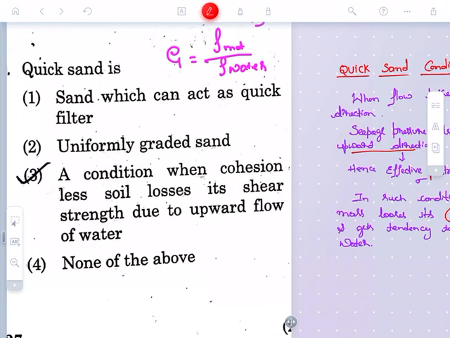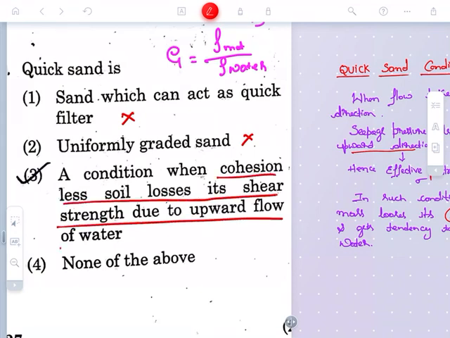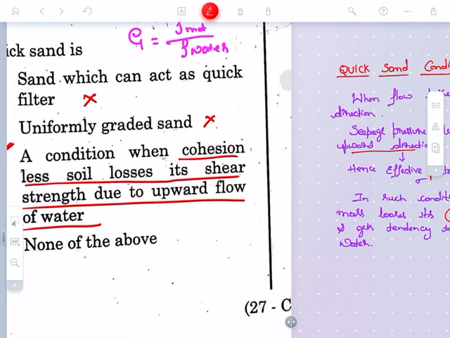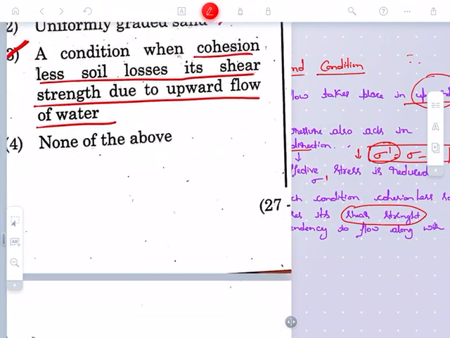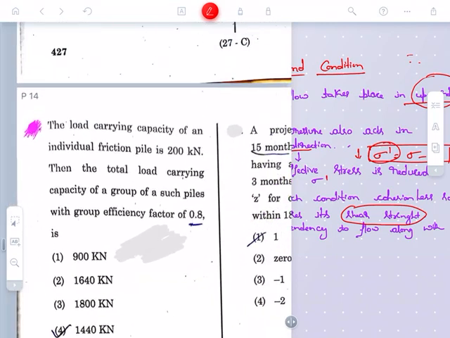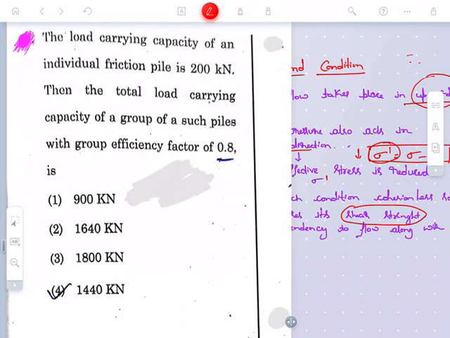So quicksand condition is a sand which acts as a quick filter? No. Uniformly graded sand? No, there is no relation. See, a condition when cohesionless soil loses its shear strength due to upward movement of the water. So this is the right answer. This is a very easy and very important question. If you are thorough with the concept, then it is very easy. Fine. Now let me move on to the next question.